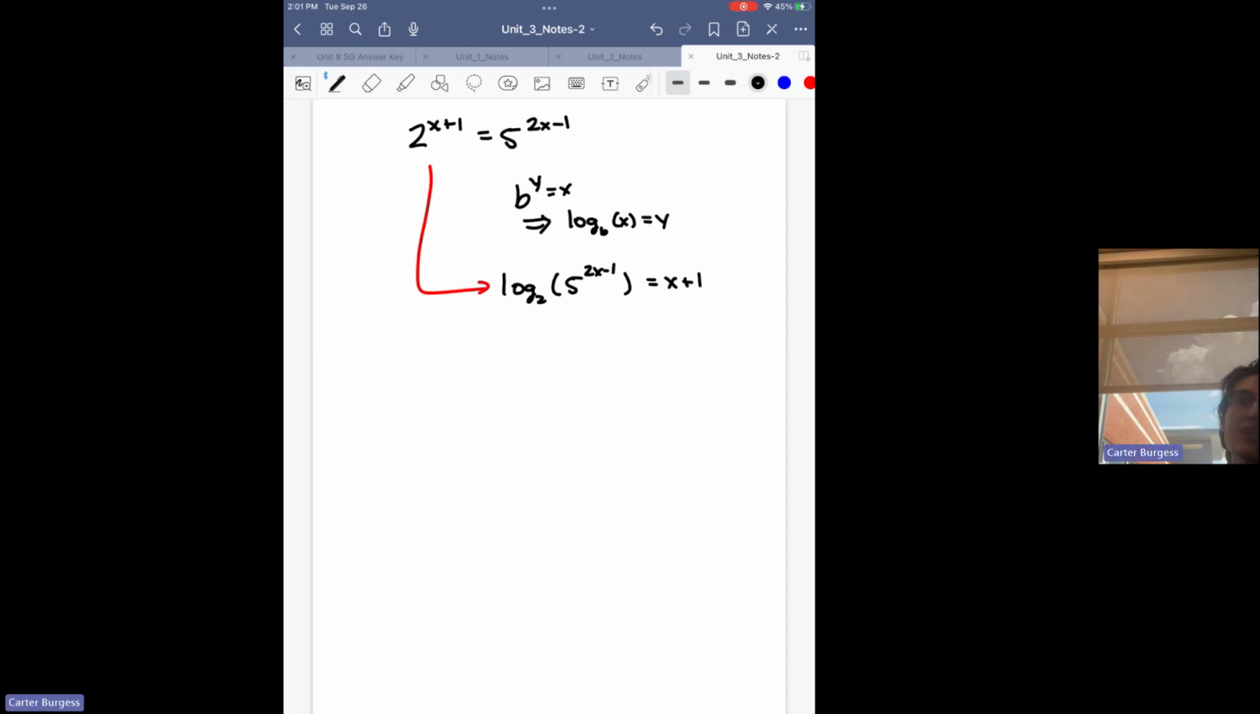Okay, so that's pretty good. And then what could I do with the 2x minus 1 that's in my exponent up there? Say again? Bring it to the front with my power rule. And so this would be 2x minus 1 times log base 2 of 5 is equal to x plus 1, which ultimately is what we got when we changed the bases and then rewrote the expression and dropped the base. This is the equation that we ended up solving for x.